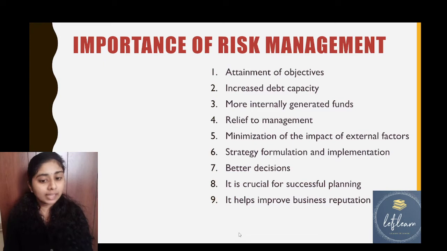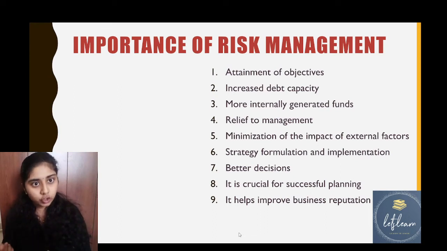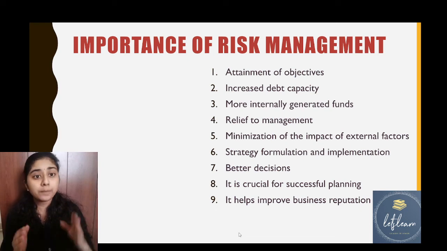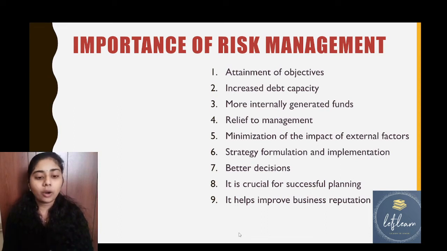Then it is crucial for successful planning. While planning, we have to see that certain uncertain events will also occur in the future, so we have to plan accordingly. So if we have a proper risk management, it helps in successful planning. Then comes, it also helps improve business reputation. When we have a proper risk management, it is very easy for us to grab the opportunities and grow our business. So when we have a proper risk management, that will give a positive message to the outside world, and it will only increase the reputation of an organization. So these are the major importance of risk management.